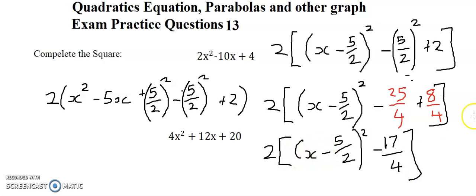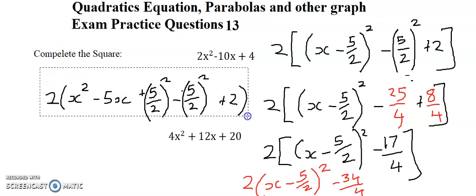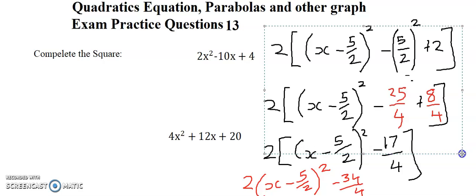Now, to reduce one of the brackets, we can just multiply negative 17 over 4 by 2, so we are left with a simpler bracket. That means the 2 will only apply to the x minus 5 over 2 bracket squared, and then we've got 17 times 2, which is negative 34 over 4. Okay, so let's have a go. I'll clear this now. We'll have a go at the second question.